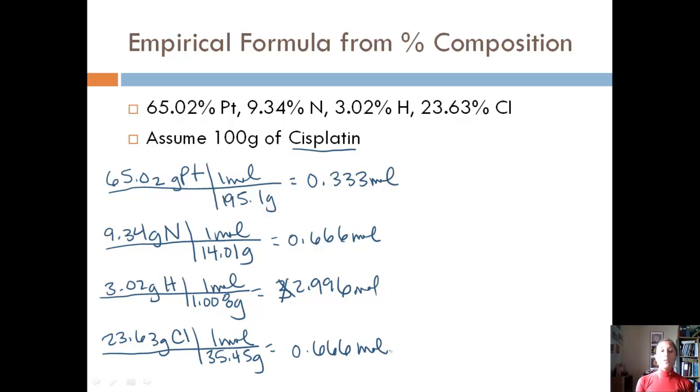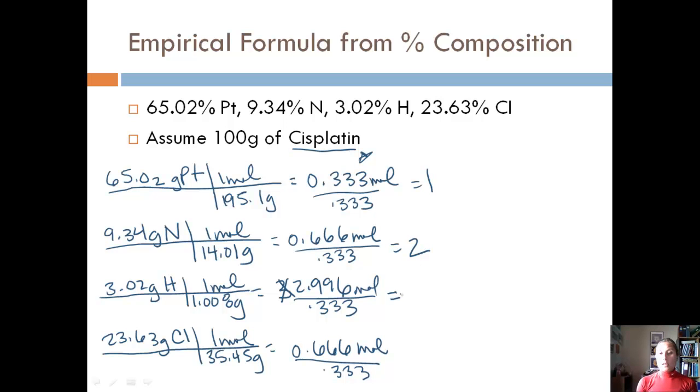Now the third step is to develop our ratio. So we need to divide all of these by the smallest, and that happens to be 0.333. So I'm going to divide them all by the smallest number of moles in order to get my ratio and relate them all to each other. Well, I know this is going to come out to 1. This comes out very close to 2. 2.996, or 3 divided by 0.333 gives me very close to 9. And this one gives me very close to 2.